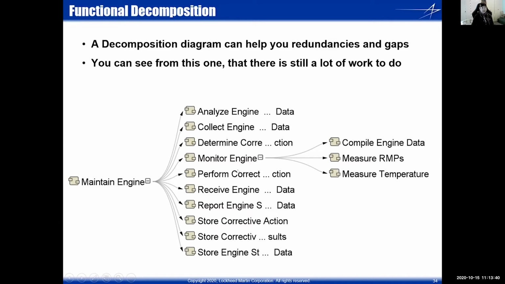I can also see that, you know what, monitor engine was the only one that's been decomposed. What's up with all these other ones that haven't been decomposed yet? Are they having some sort of issue? Do I need to go help them out with something? There might be something going on here to go work.